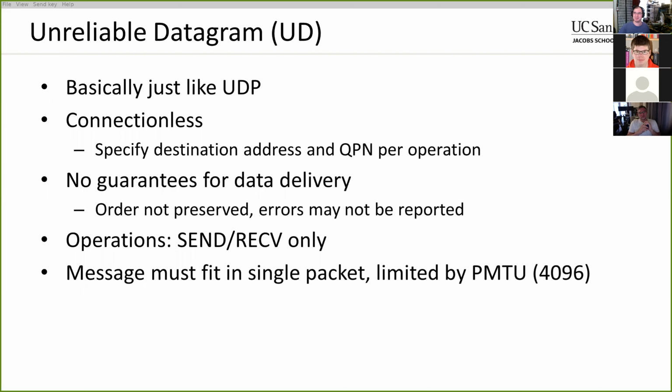I'm not going through these in the same order that they are in the specification. I'm building them up in terms of complexity, so hopefully that'll make things a little bit easier to understand. So unreliable datagram is basically just like UDP.